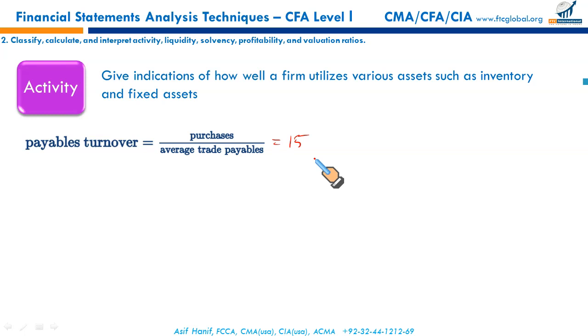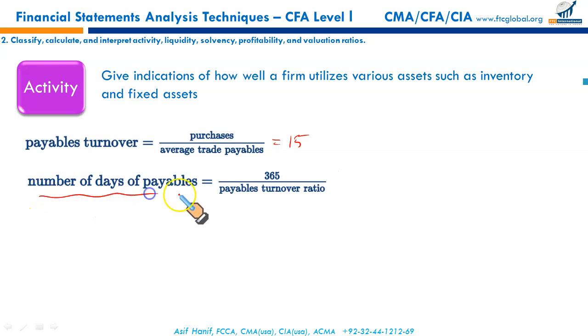I would like to calculate after how many days I pay, or how many days I take to pay my average payable, the number of days the payables stay outstanding. We'll do the same thing, 365 divided by the payables turnover. This will give you after how many days you take to pay your supplier.